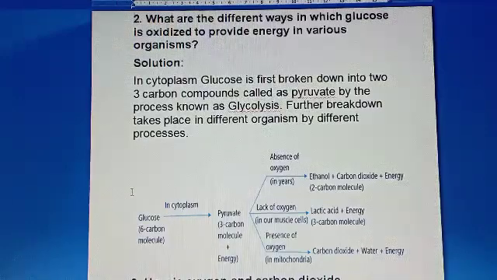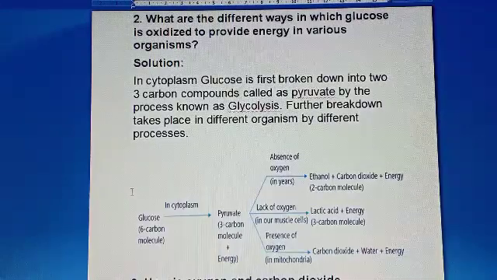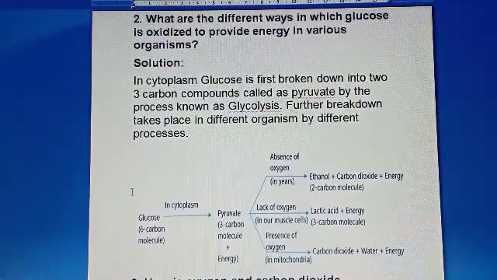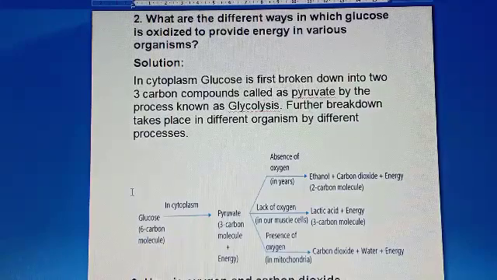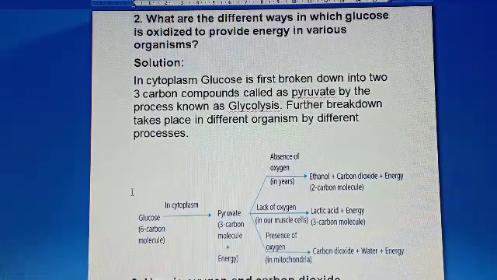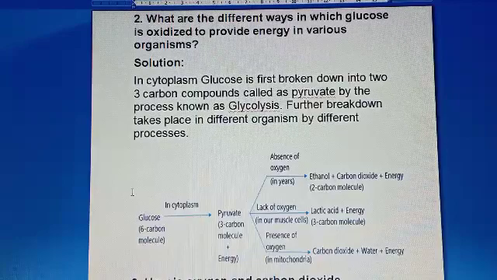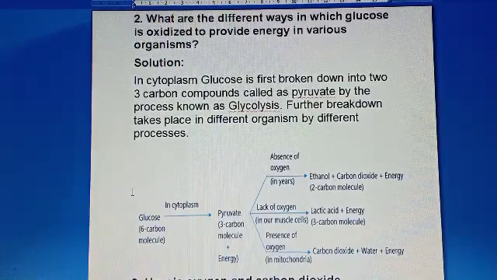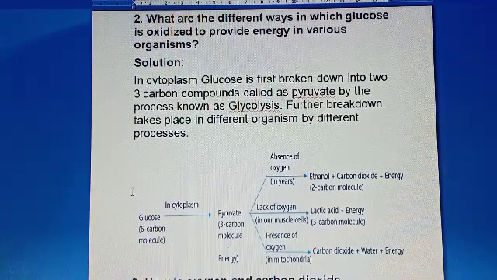Now from pyruvate, it is divided into three types, based on the demand for oxygen. If pyruvate gets no oxygen and the process is in yeast cells, then it forms ethanol, carbon dioxide and energy.